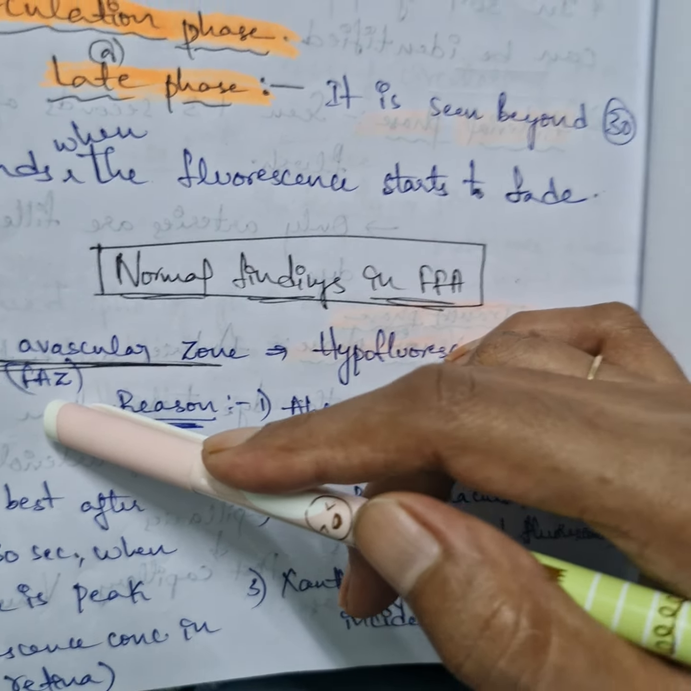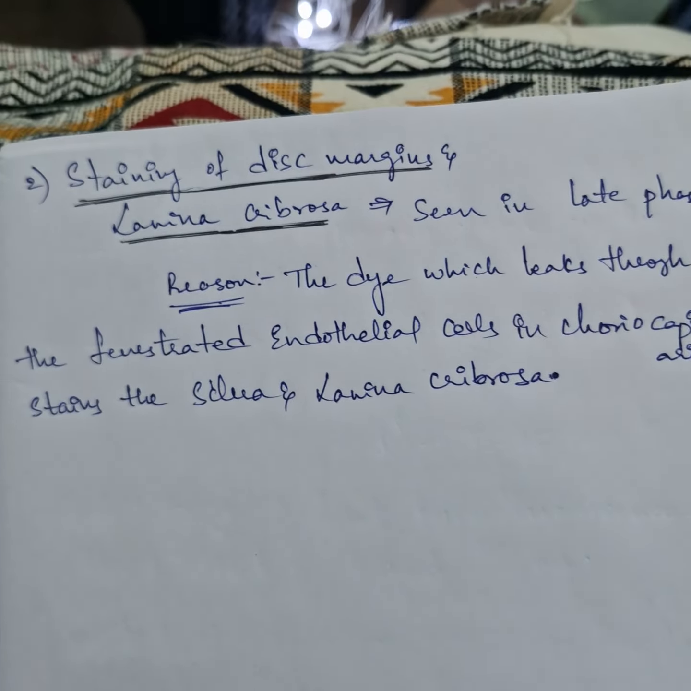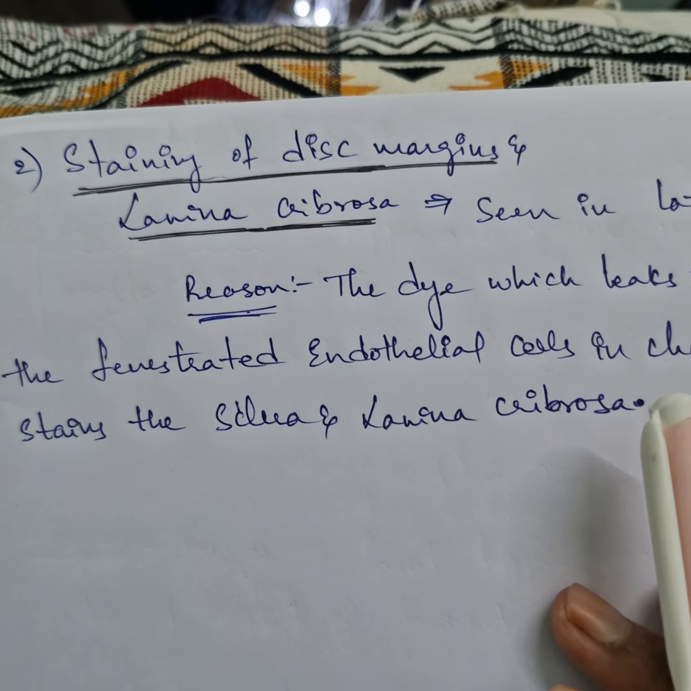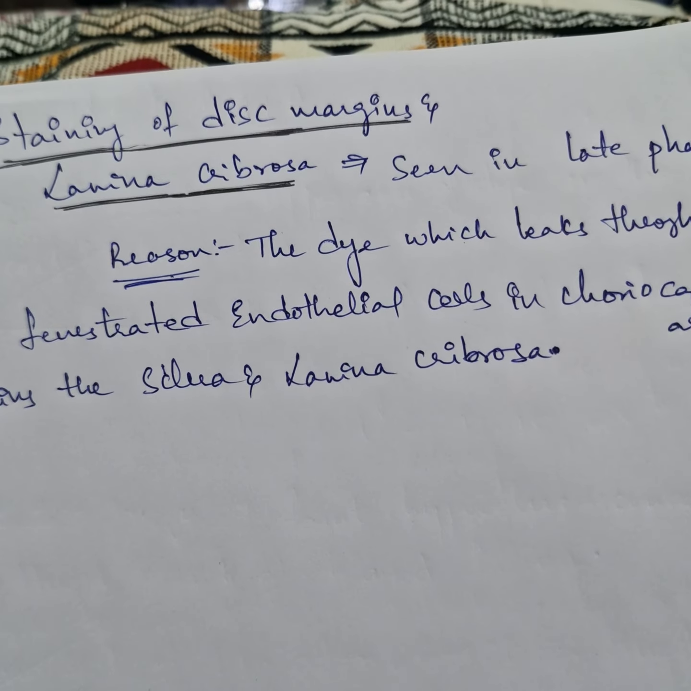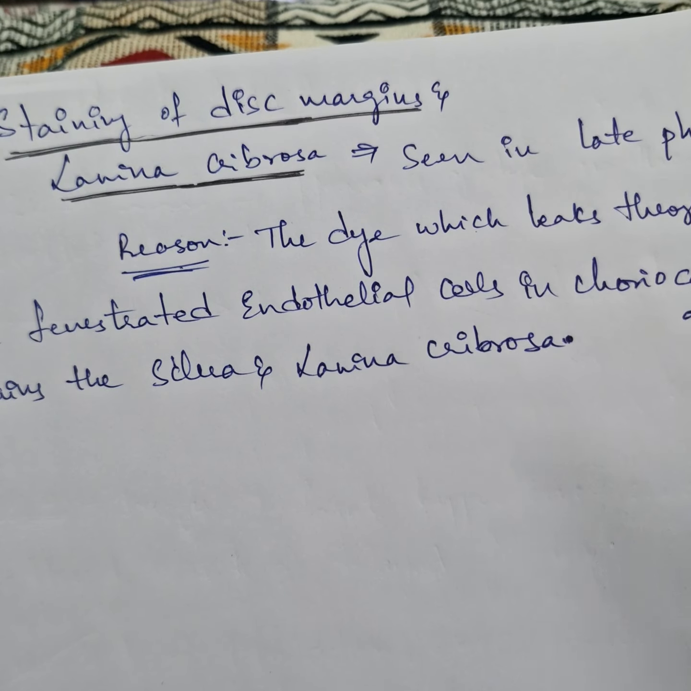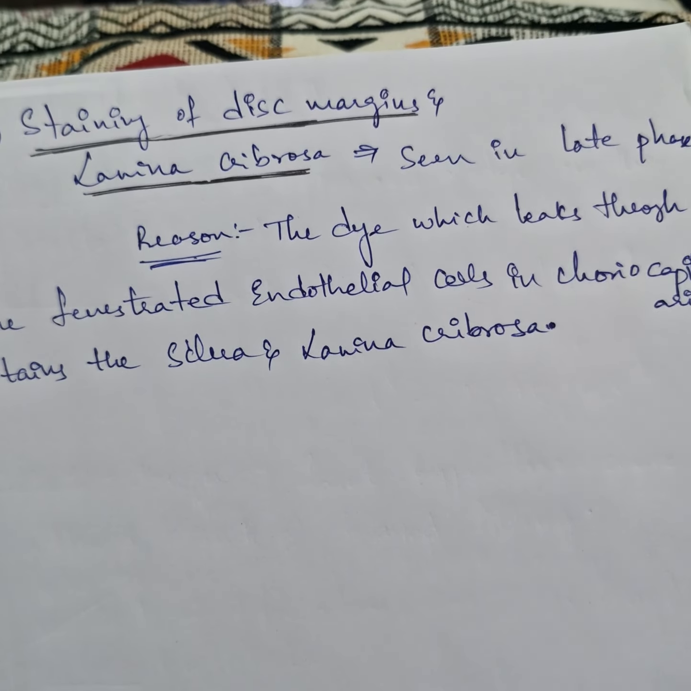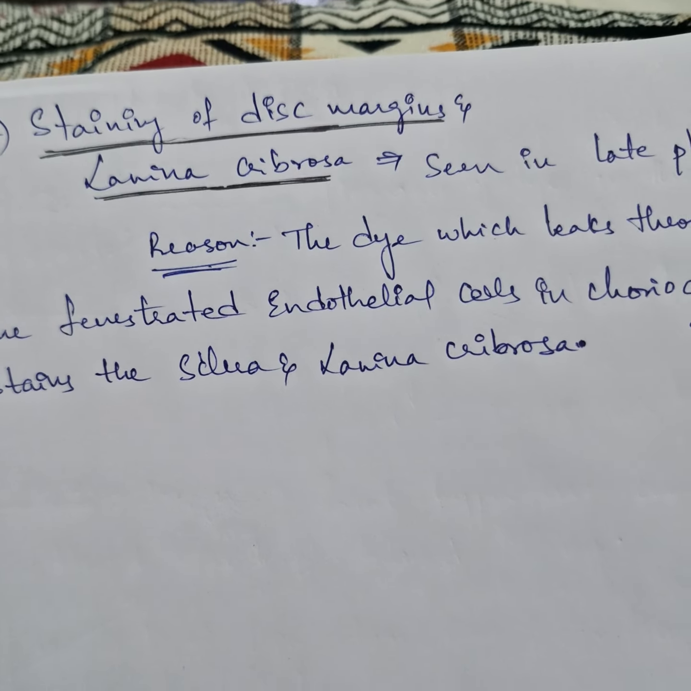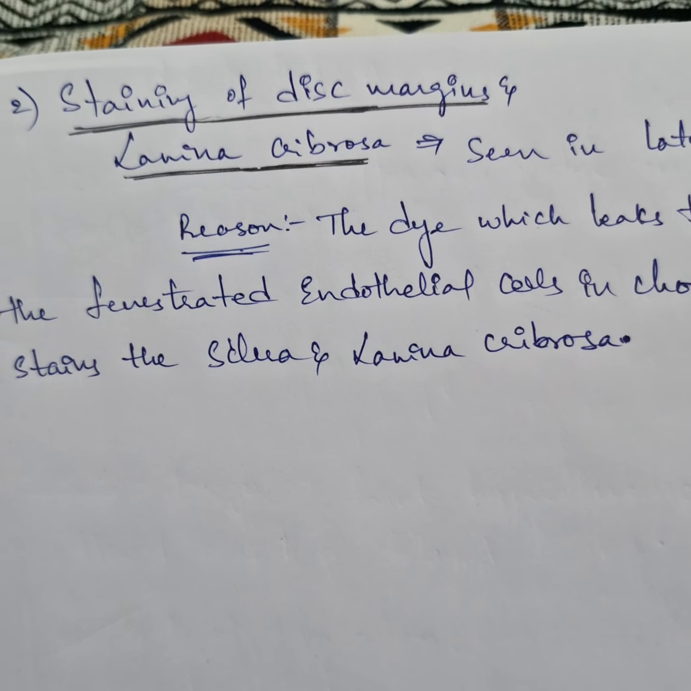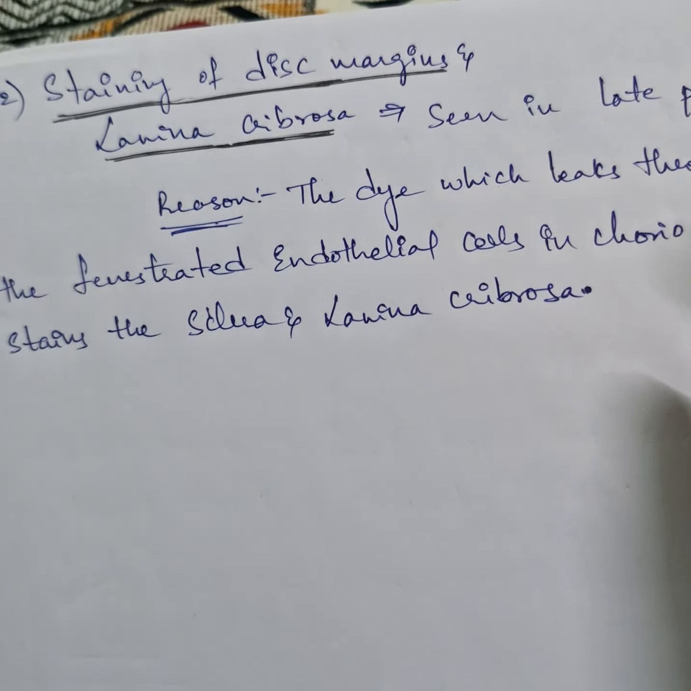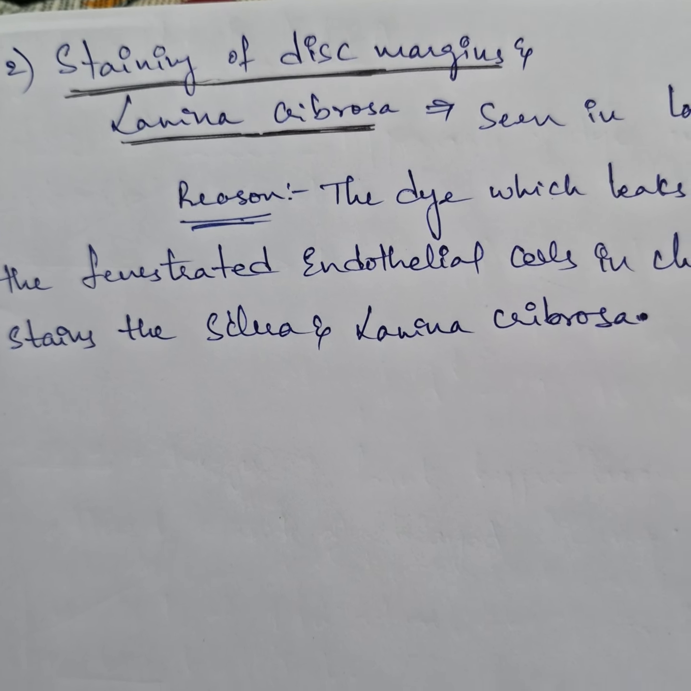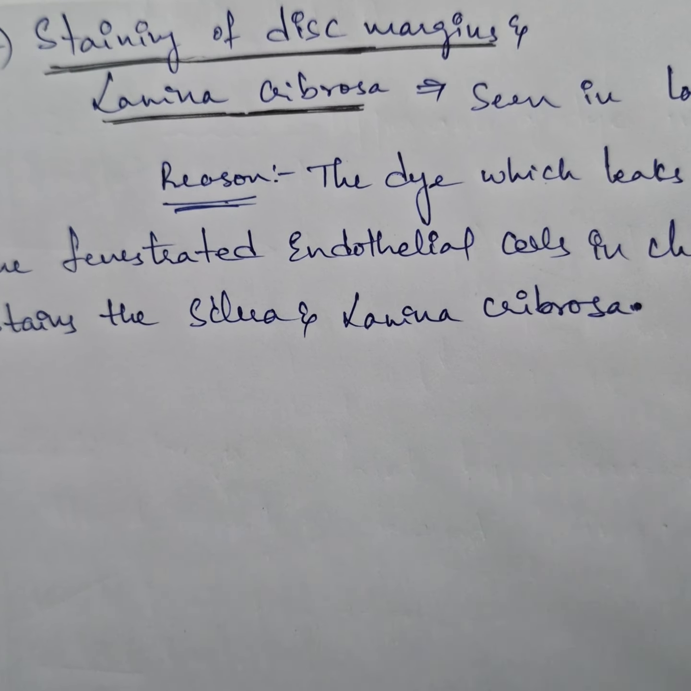Another normal finding seen in FFA is staining of disc margins and lamina cribrosa. It is seen in the late phase. The reason for this finding is that the dye which leaks through the fenestrated endothelial cells in the choriocapillaris stains the sclera and lamina cribrosa, so that we can see the staining in the corresponding areas.